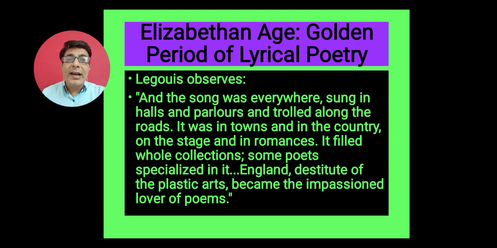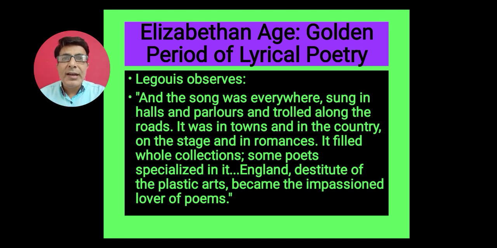Again I have taken one quotation from the works of Legois. He observes that, the song was everywhere, sung in the halls and parlors and trolled along the roads. It was in towns and in the country. He wants to say that song was found everywhere. Lyrical songs were found everywhere, in the parlors, in the halls, on the roads, in the town and in the country. Country means villages, on the stage and in romances. Everywhere songs became popular. It filled the whole collections.